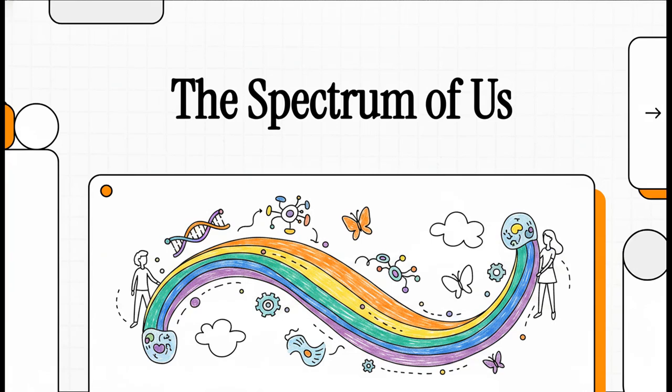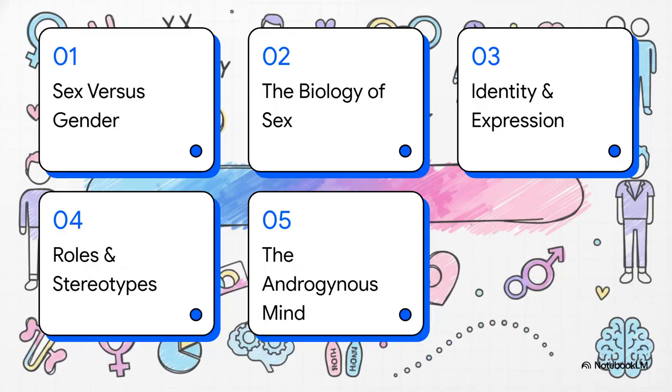Welcome to This Explainer. Today, we're taking a deep, science-backed dive to completely demystify the complex concepts of human sexuality and identity. We're moving way beyond those rigid binary boxes to really get a handle on what I like to call the spectrum of us. To tackle this, we've got a pretty straightforward agenda today. We'll kick things off with sex versus gender, dive into the biology of sex, explore identity and expression, unpack roles, stereotypes, and reality, and finally wrap up with the androgynous mind. Let's get right to it.